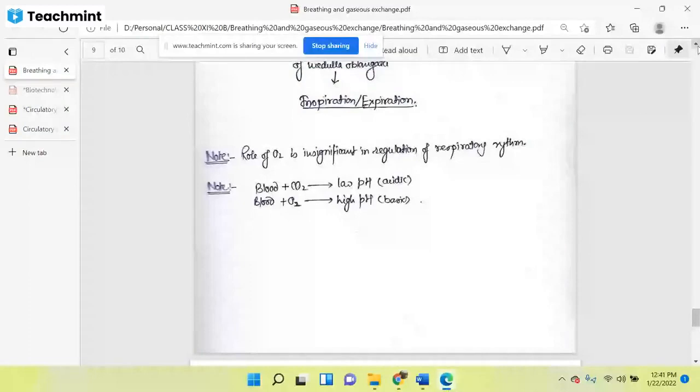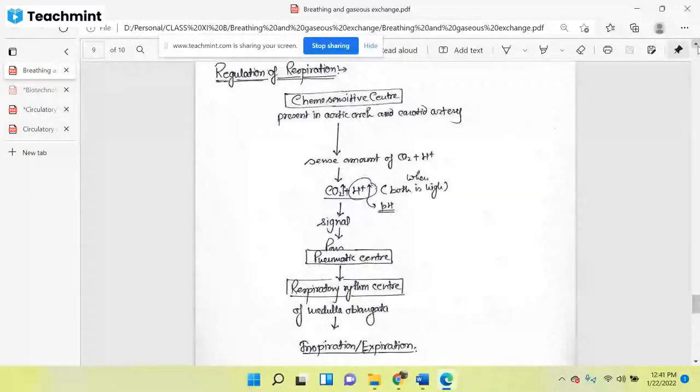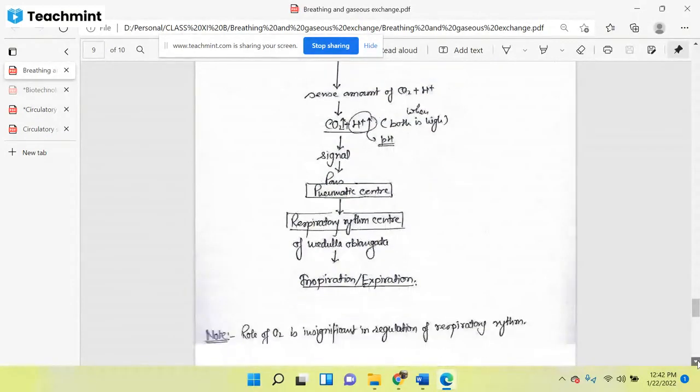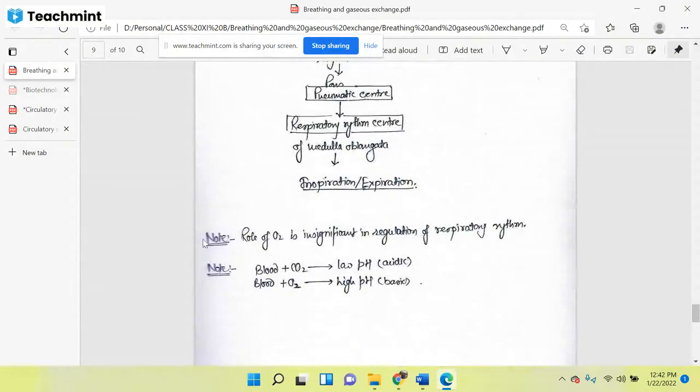Okay. So in the previous class, we have seen how the signal will be generated: the amount of carbon dioxide becomes more and more, so more oxygen will be needed and more consumption of oxygen will be needed. So the chemosensitive center will sense it, and ultimately the order will be generated from the medulla oblongata and the rate of respiration will be regulated. So here two important points have been written. So we will see them one by one.